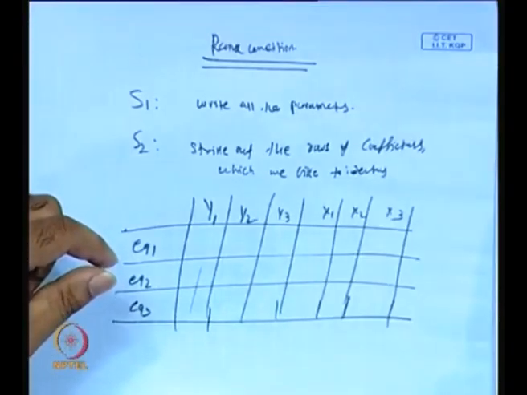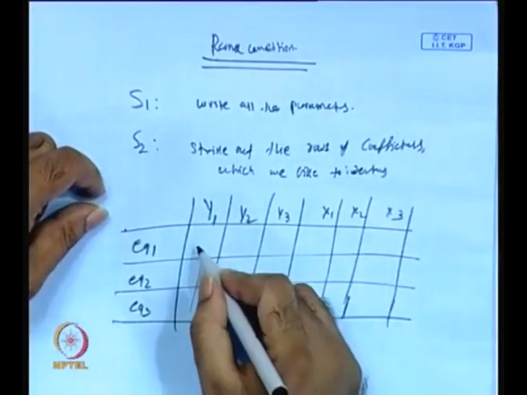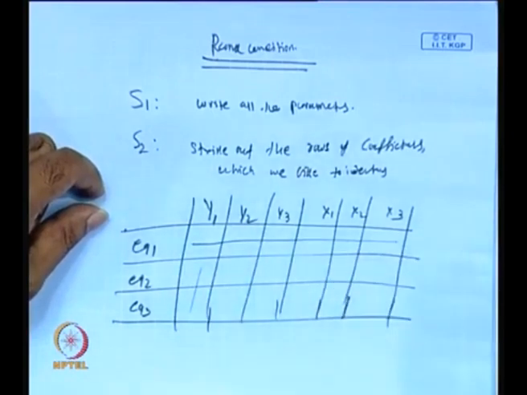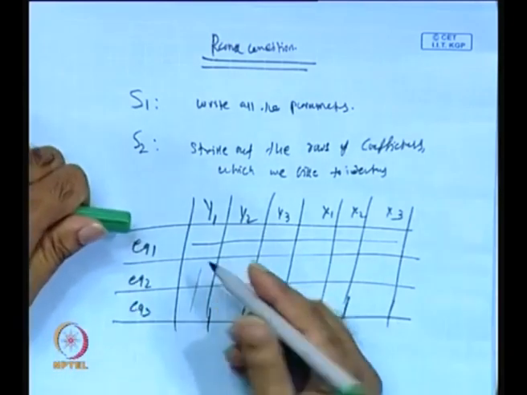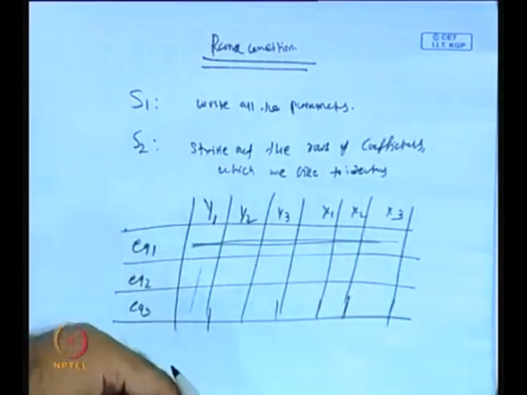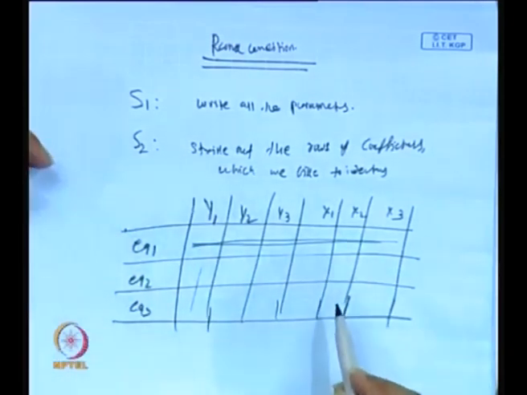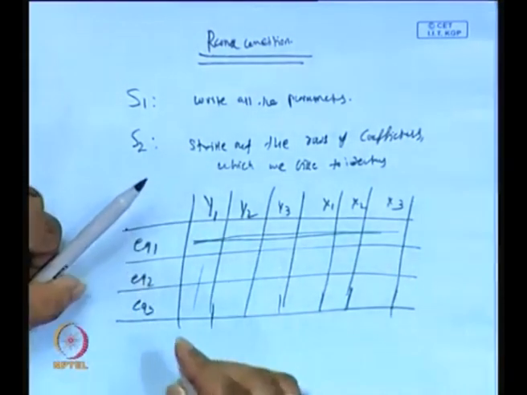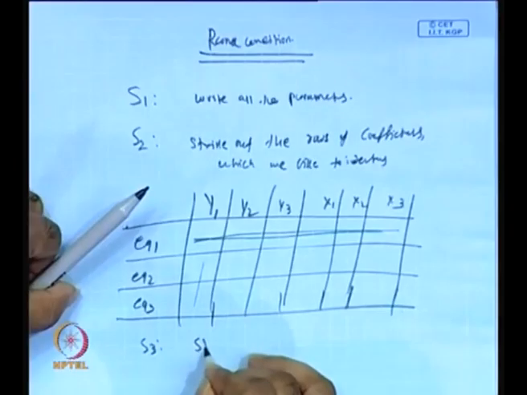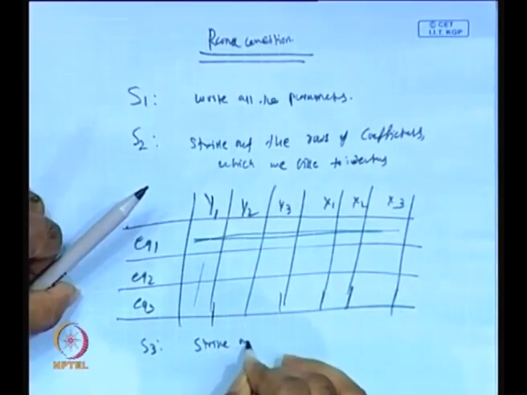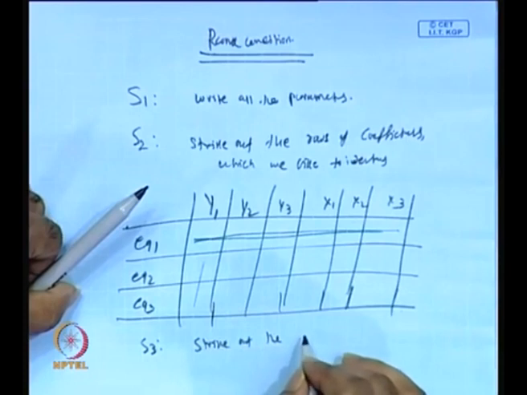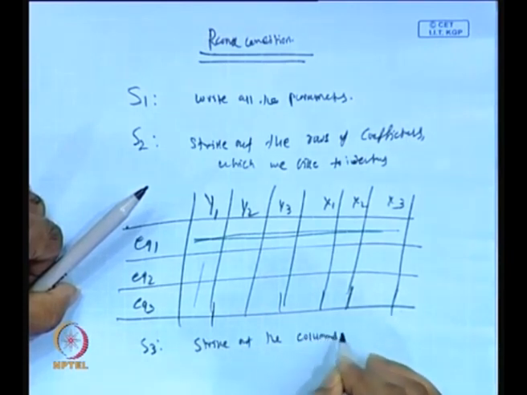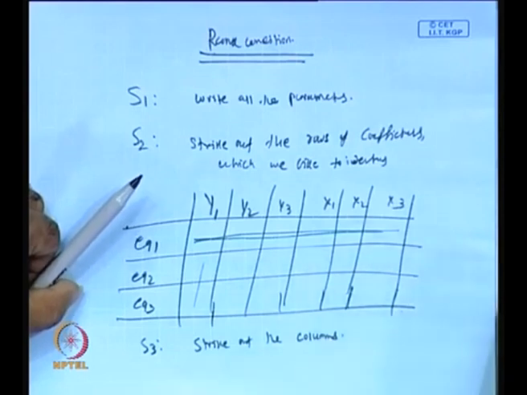If the first equation is to be identified, then you have to cross out this particular row, like this. Then in step three, strike out the columns where the variable is already there in the system.